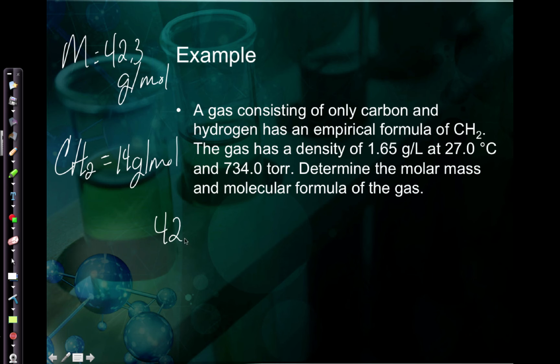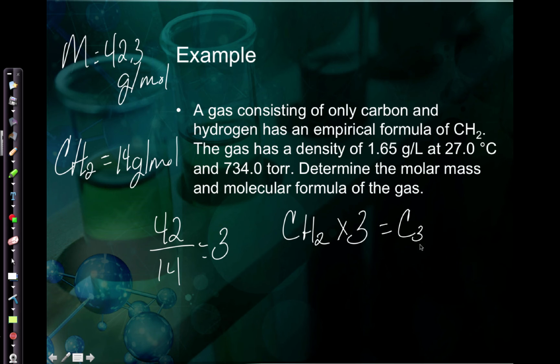So I need to know how many times greater this is versus this. So 42 divided by 14 is 3. So it's 3 times as great as my empirical formula, which means I'm going to take my empirical formula and multiply it by 3. So my molecular formula should have 3 carbon atoms and 6 hydrogens. That's my molecular formula.